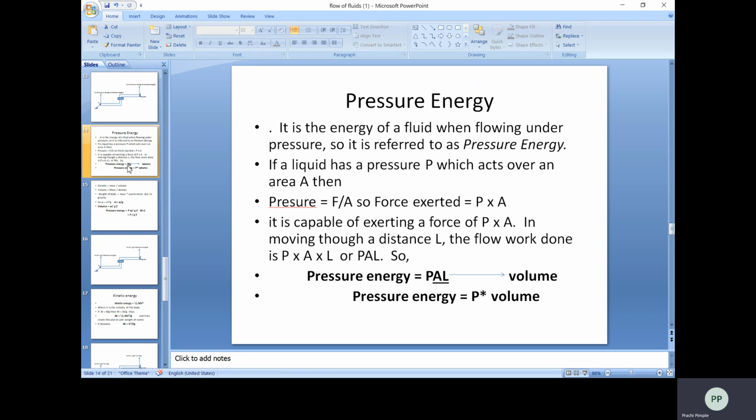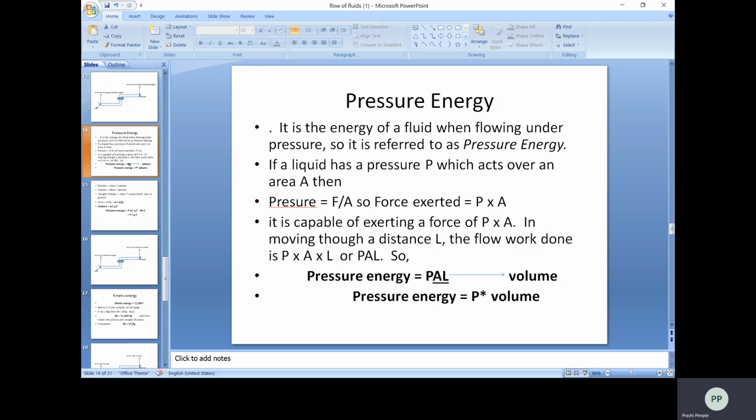So we know that pressure is force per unit area. If we rewrite the term, force exerted will be a product of pressure into A, right? So what is pressure energy? Pressure energy is nothing but the capacity of exerting a force of P into A moving through a distance L.